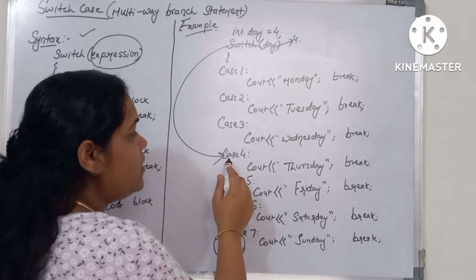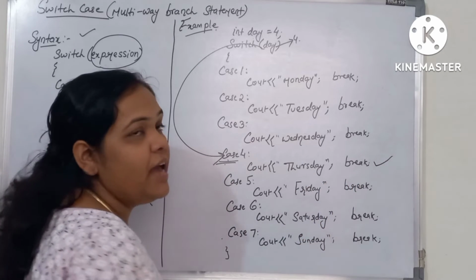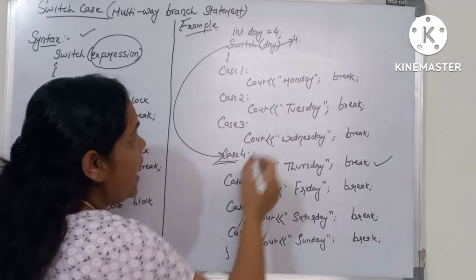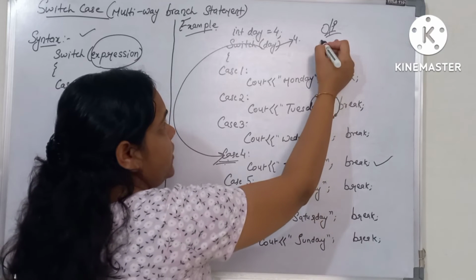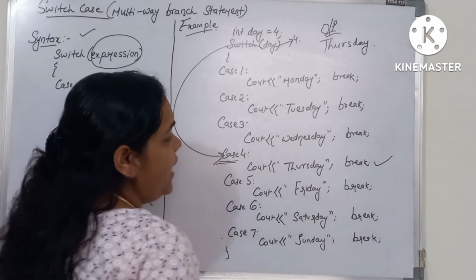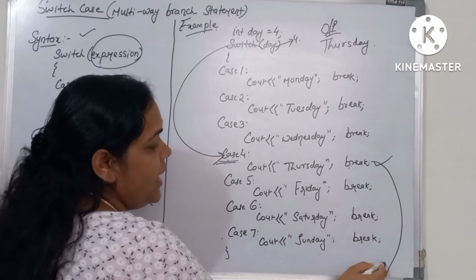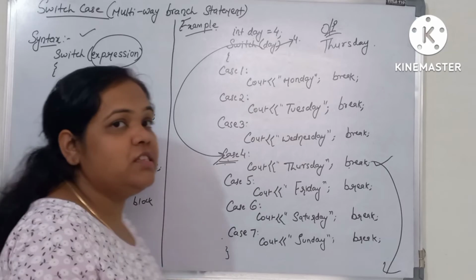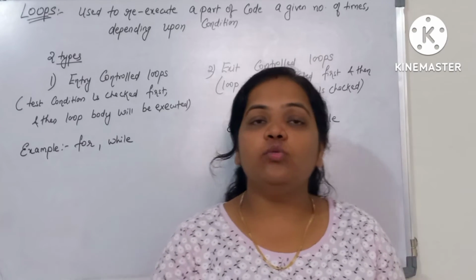Therefore, the associated block for case 4 will be executed, and the output for this program will be Thursday. Clear? And after this, break means we have to exit from this switch case. Clear? Next topic is loop.